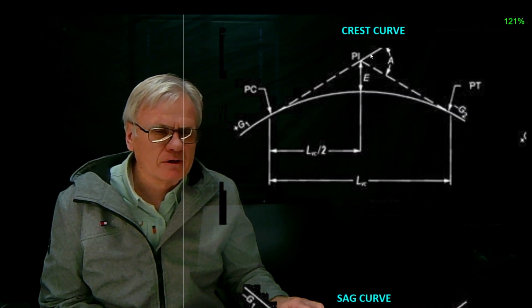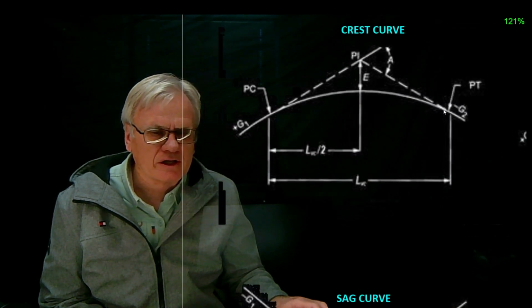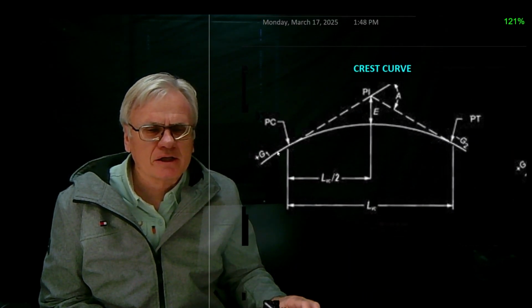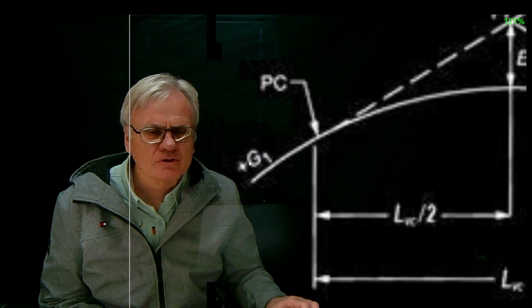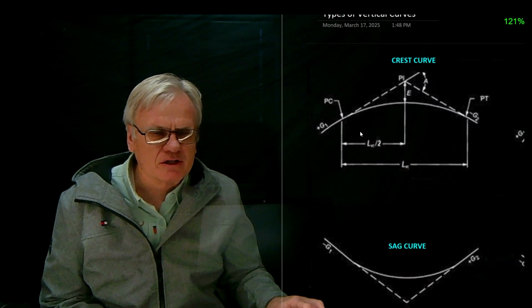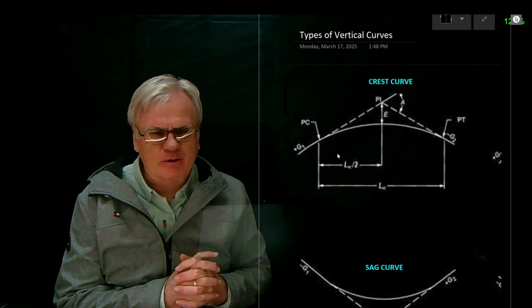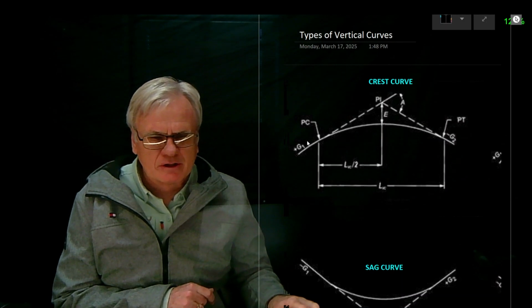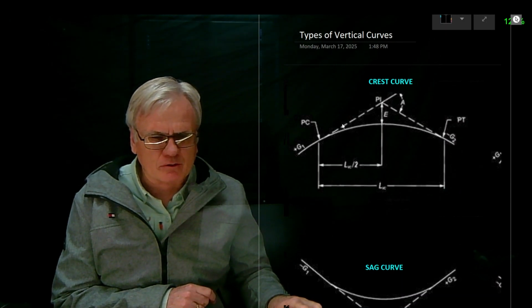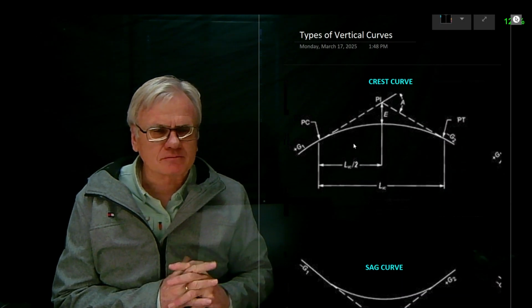And then where the curve meets the tangent line again is the point of tangency, or the vertical point of tangency. The grade is positive if upward, so this is a positive grade upward, which is expressed in percent. So, for example, if we talk about a 5% curve, that means there's 5 feet of vertical rise for every 100 feet of horizontal distance.